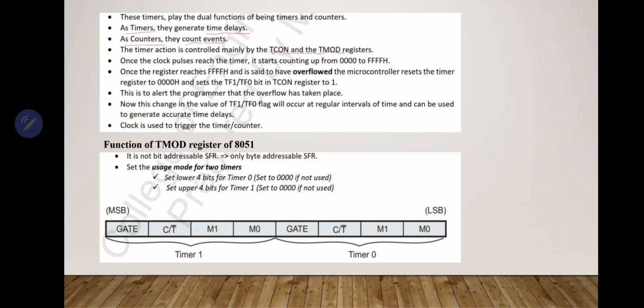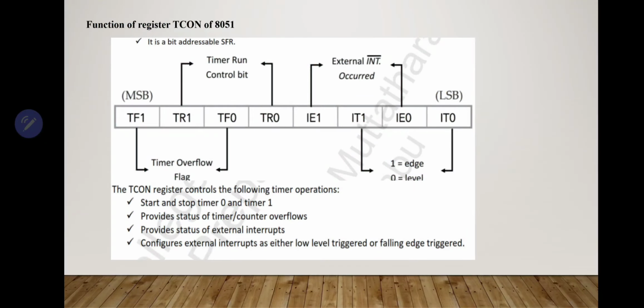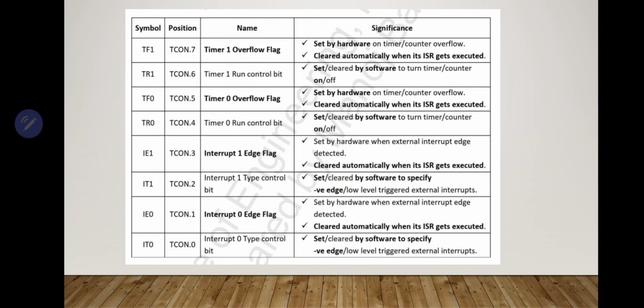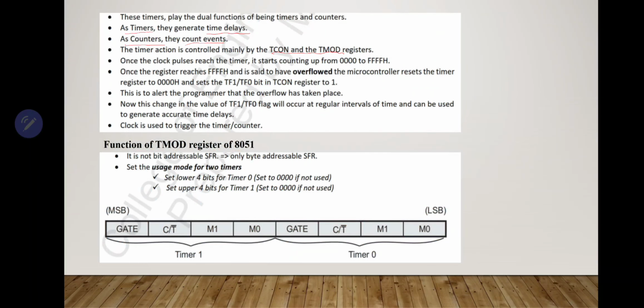We have already studied the TCON register in the case of interrupts. In the TCON register, there are 4 bits for using timers, that is timer run 1 and timer run 0 as timer run control, then TF0 and TF1, that is the timer overflow flags. So this is the TCON register. Now we want to study the TMOD register.